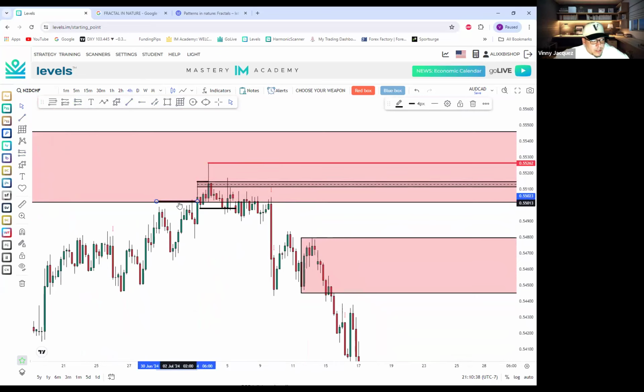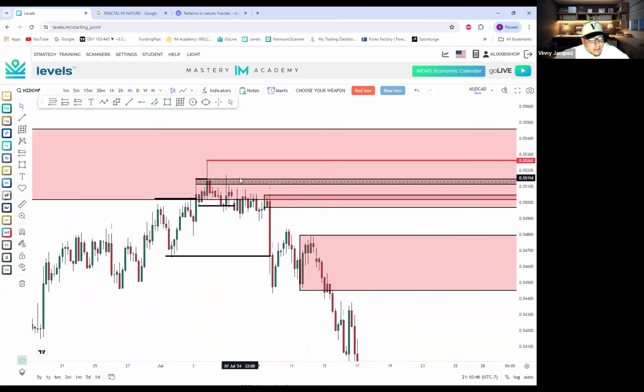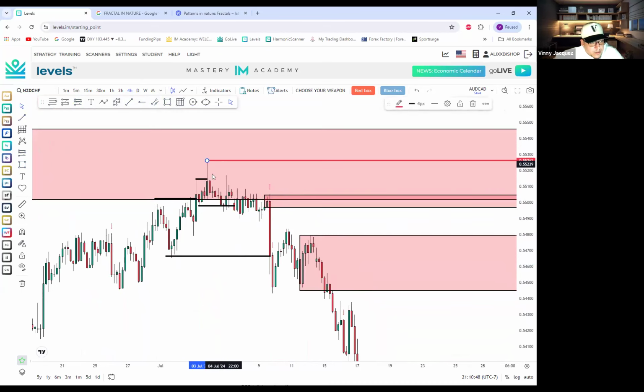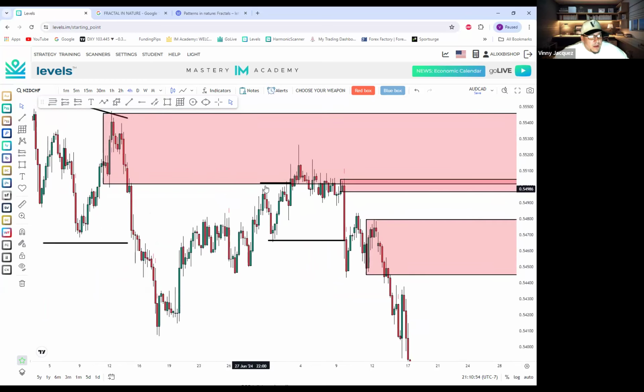We get the breaker structure with the change of character. Now my starting point is actually right here. So let's delete this so we don't have too much stuff on our chart. Let's delete that. Right. So check me out, guys. Again, higher time frame structure, lower time frame.